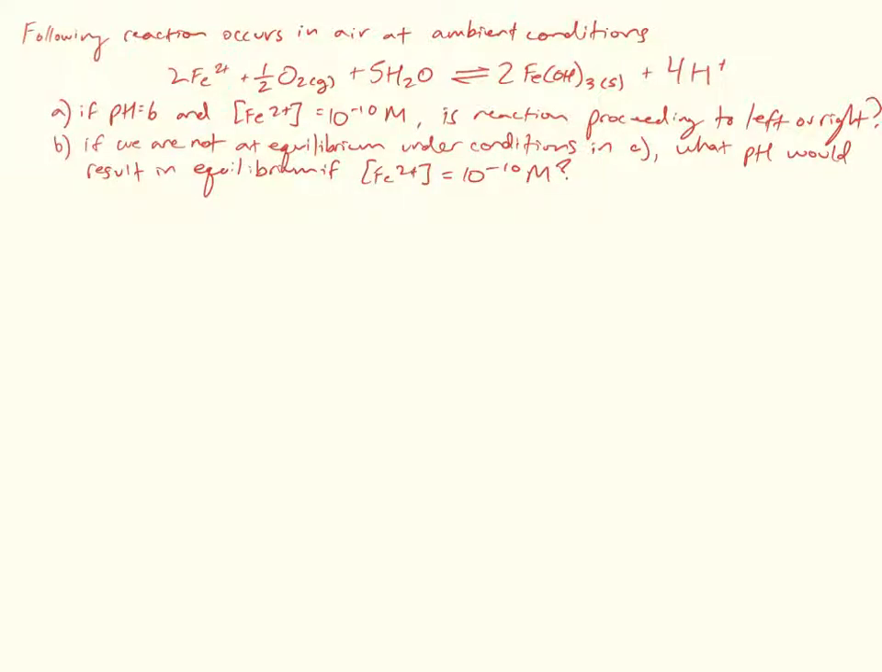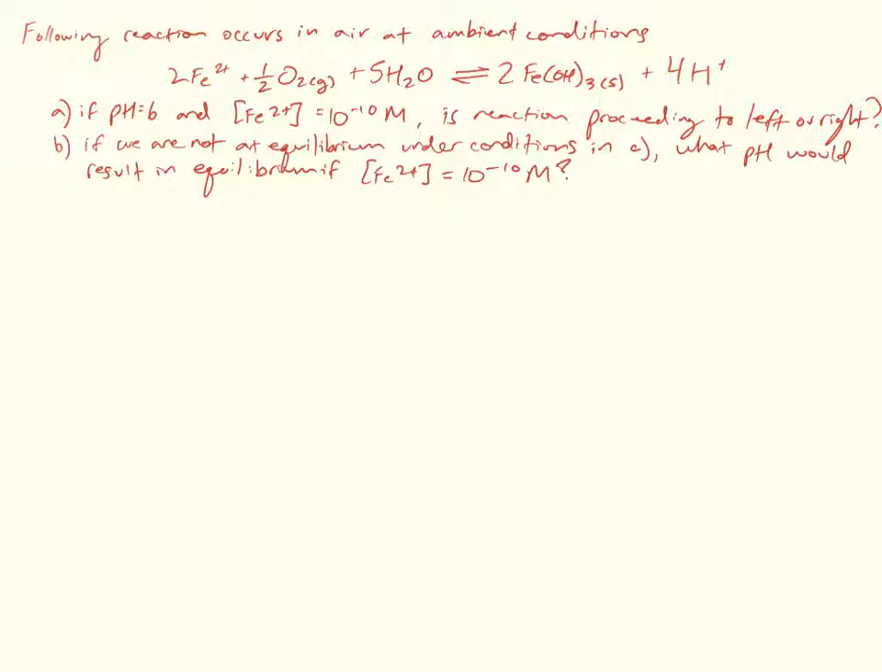In this problem, we're going to look at how to calculate an equilibrium constant and then to determine whether the conditions given are at equilibrium, and if not, which way they are proceeding. So the following reaction occurs in air at ambient conditions. The equation is listed up here.